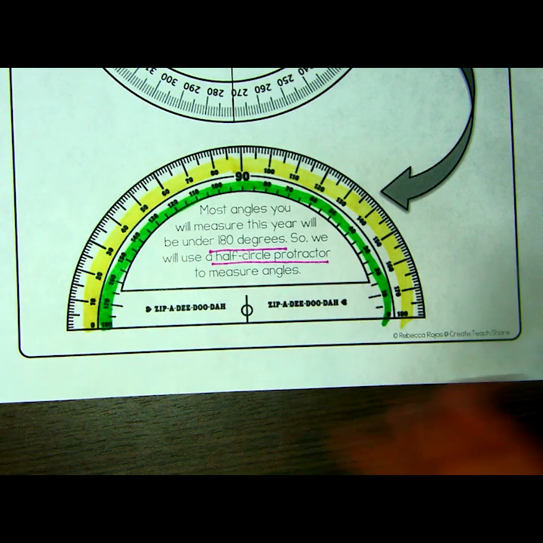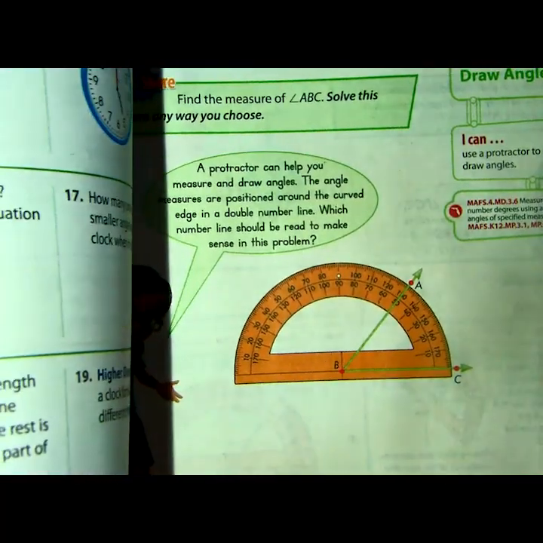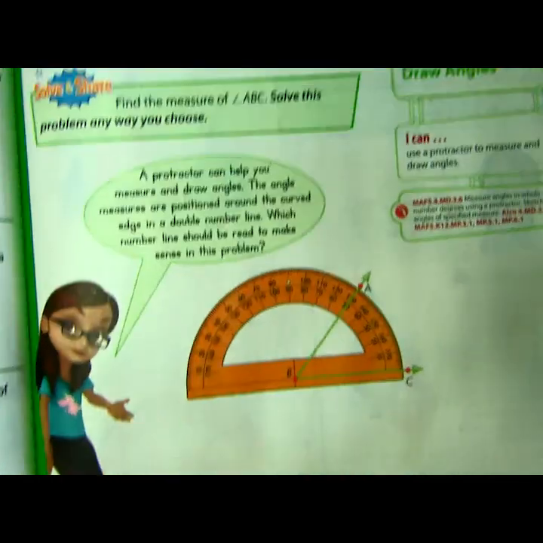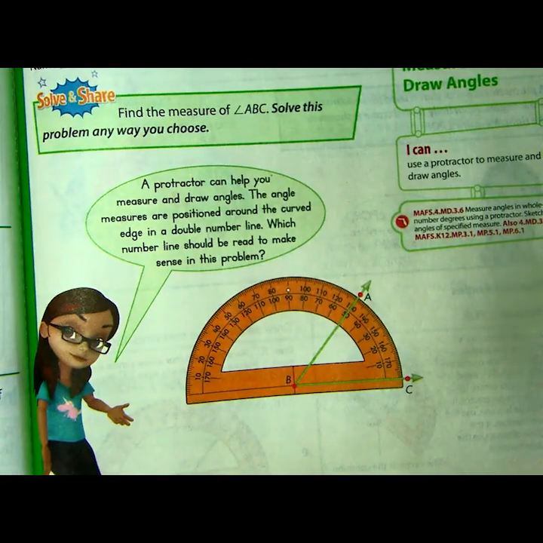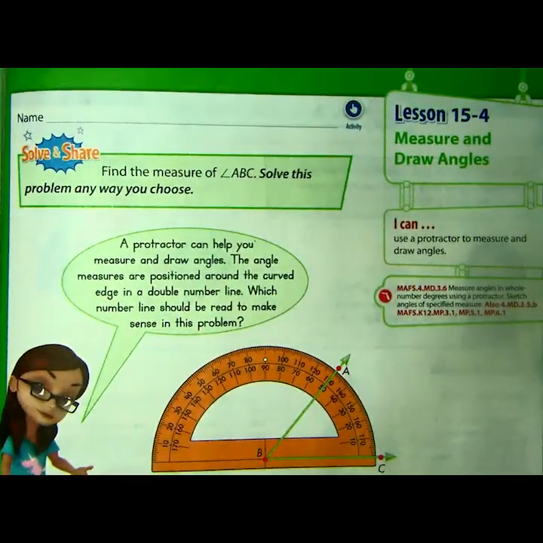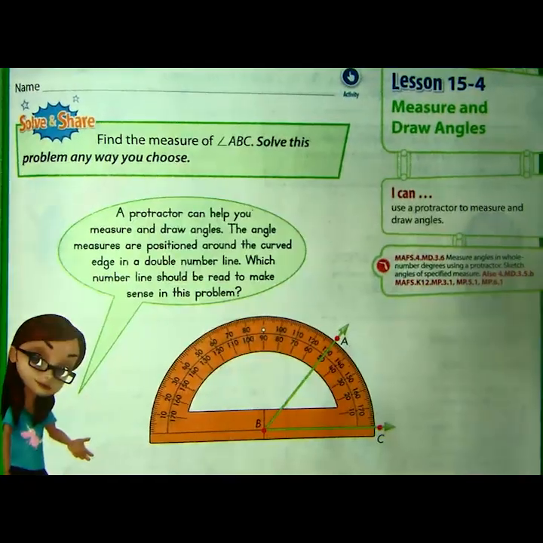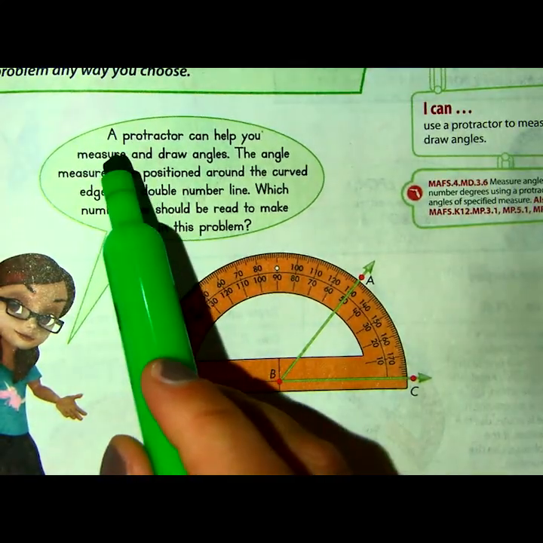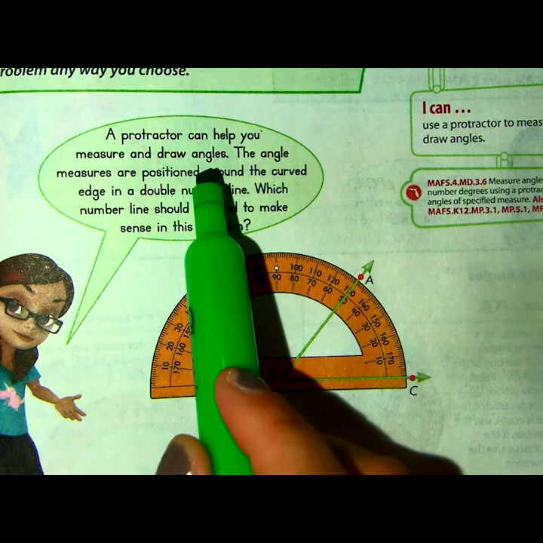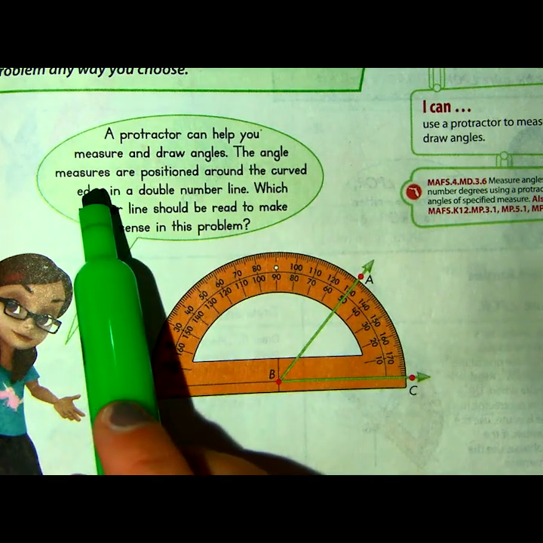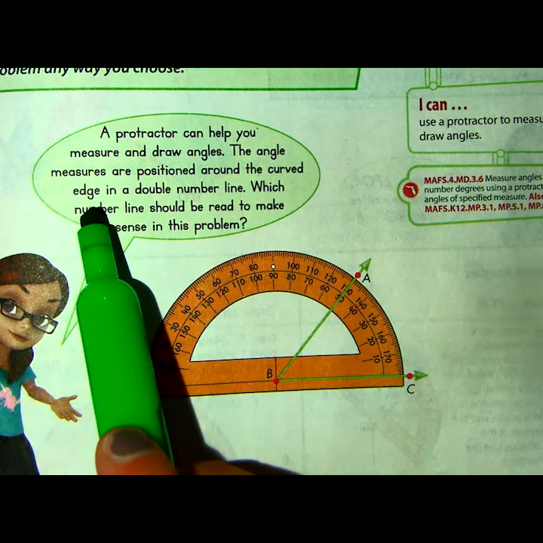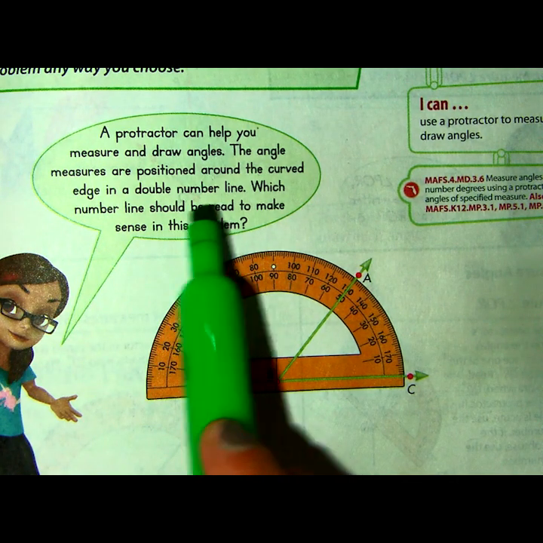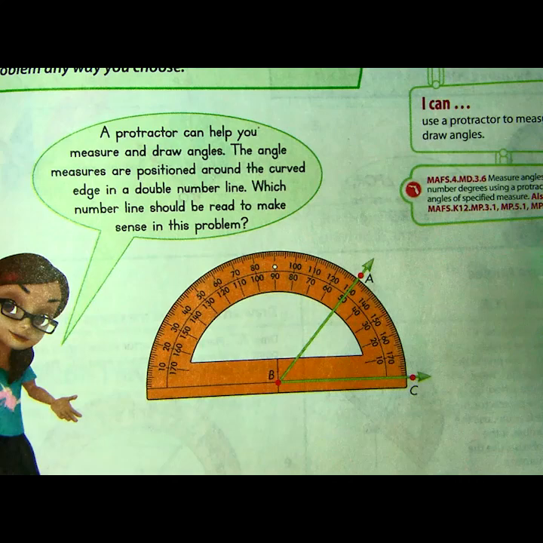So now we're going to jump in and take a look at an example. This one is actually from your textbook. So right now, if you want to follow along, I'm on page 561 in your textbook, and we're just going to look at 2 examples in the book. So this is lesson 15-4, and let's read here. A protractor can help you measure and draw angles. The angle measures are positioned around the curved edge in a double number line. Which number line should be read to make sense in this problem?